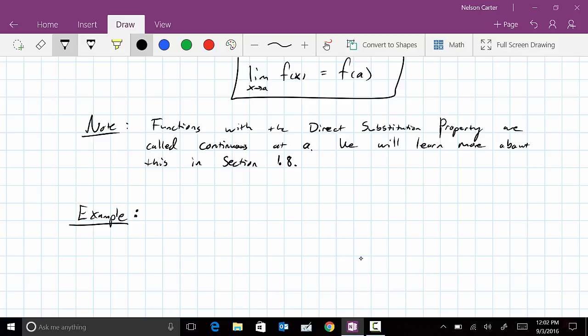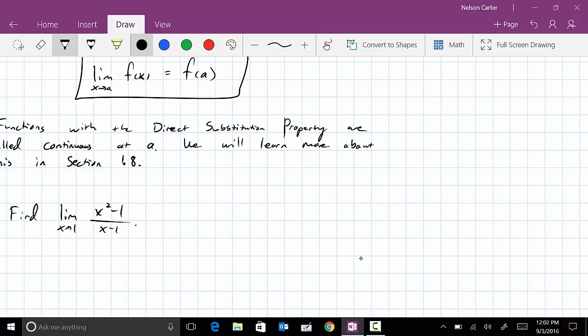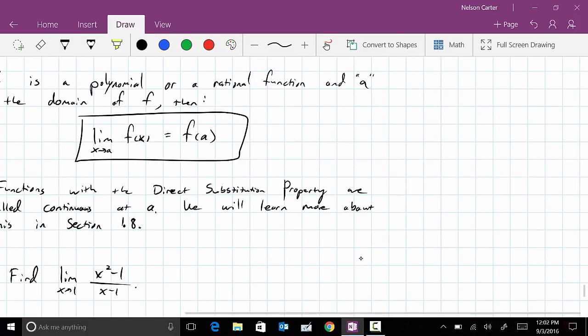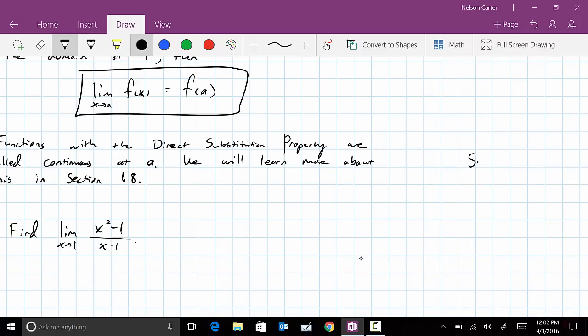Find the limit as x approaches 1 of x squared minus 1 divided by x minus 1. All right, I'm going to make an important mention as a side note before we come back to this.